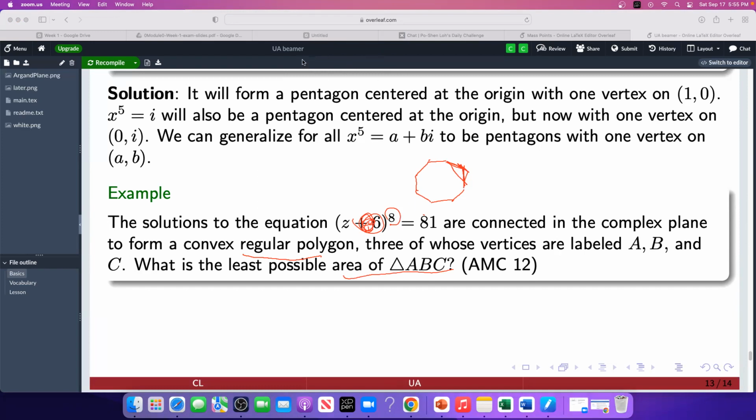Now, okay, finding the actual area of that triangle. Oh, and we also have to know the radius. Do you guys know the radius of this? There's a really easy way to find the radius, but it might be really confusing.